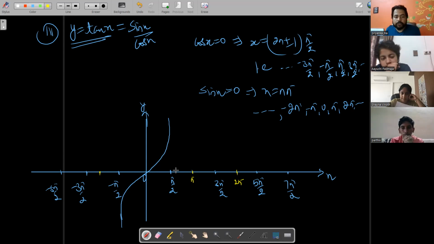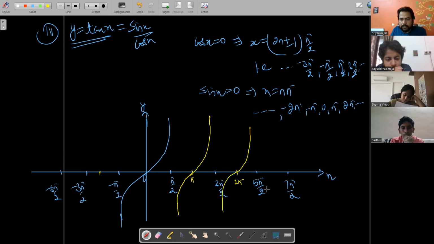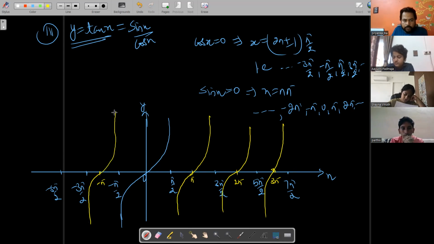So again, at pi by 2 minus infinity, at pi sine becomes 0, so tan will become 0, and then like this. So the graph will be like this. Shape will be like this. This is your 3 pi, like this. At 3 pi by 2 and at minus 3 pi by 2, it goes to minus infinity. At minus pi, it takes 0 value, and again at minus pi by 2, plus infinity, like this.